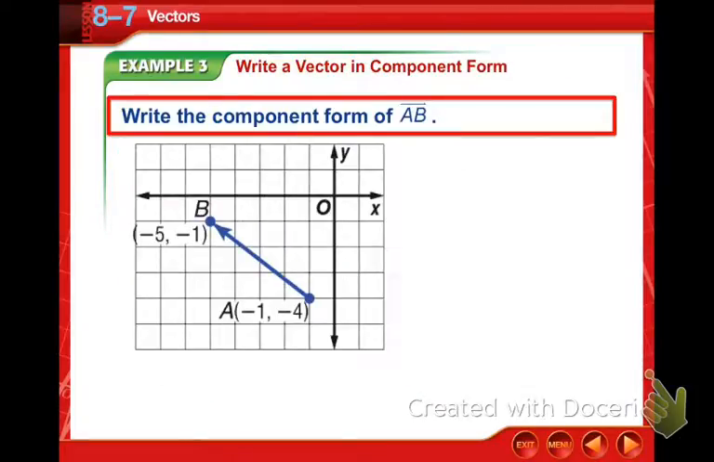Okay, now component form. We've seen vectors before, or we should have anyway. If you didn't, if you're in my class, you weren't paying attention, and if you're in Ween's class, hopefully it just is that you weren't paying attention.